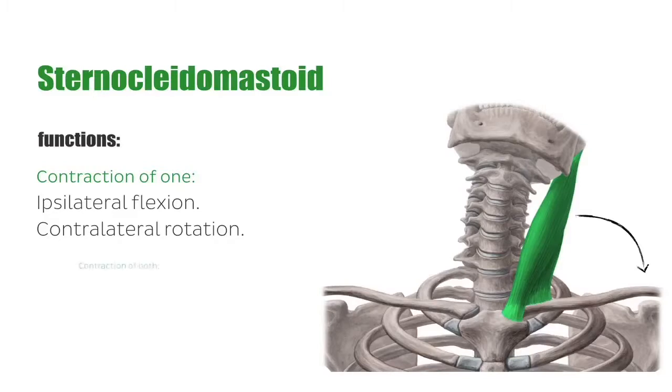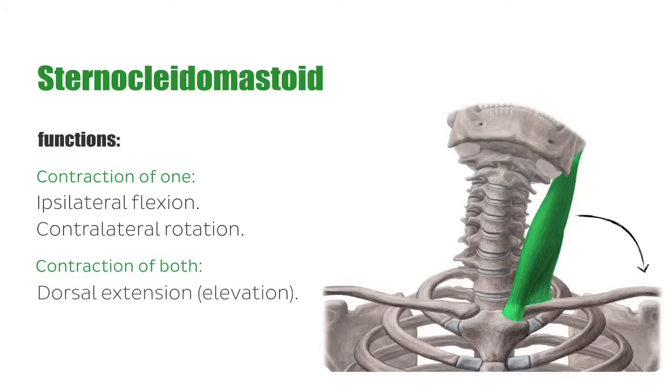Now, the contraction of both sternocleidomastoid muscles at the same time leads to what is known to be as dorsal extension or elevation of the head. So looking up into the sky. In addition, this muscle supports inspiration, providing that the head stands still. So we also consider the sternocleidomastoid muscle as an inspiratory breathing muscle.